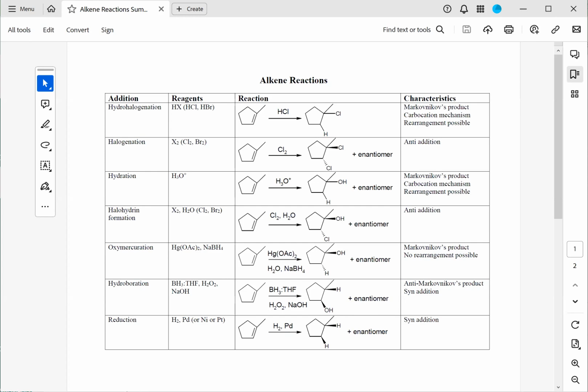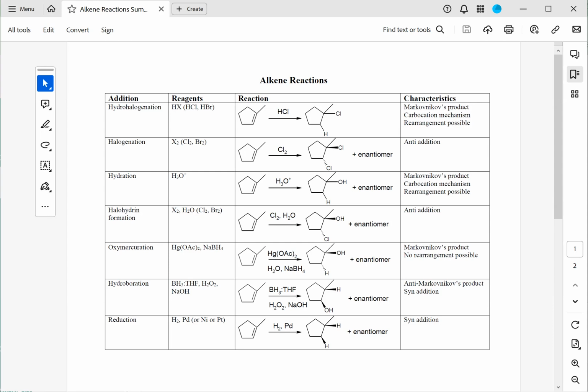Then you have halogenation. We did halogenation, so you're just adding chlorine or bromine. Now, we don't usually add fluorine or iodine this way. Fluorine is too reactive, iodine is too slow. So with chlorine and bromine, we're in the Goldilocks region, so that works out for us. And also because chlorine and bromine are synthetically more useful, okay?